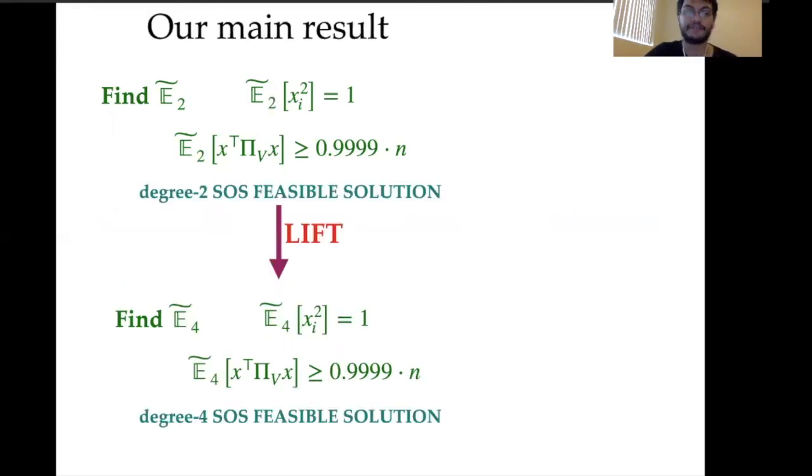And the way we achieve this is we give a generic method of translating a degree 2 pseudo expectation operator for this problem into a degree 4 pseudo expectation operator. And then we plug in the known results of Montanari and Sen that we cited earlier in the slide, where they actually do construct a degree 2 pseudo expectation operator.